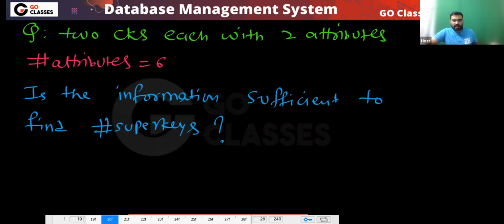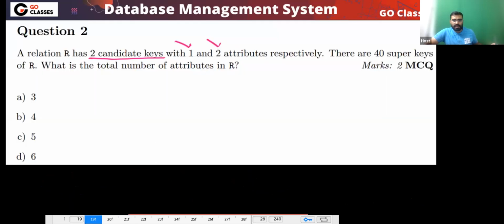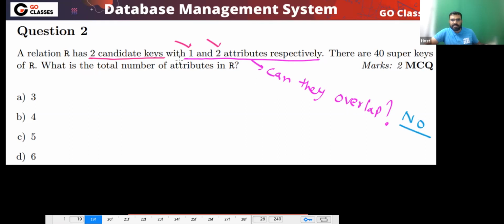But in this NPTEL question, is there any ambiguity possible? Can they overlap? The answer is simply no.